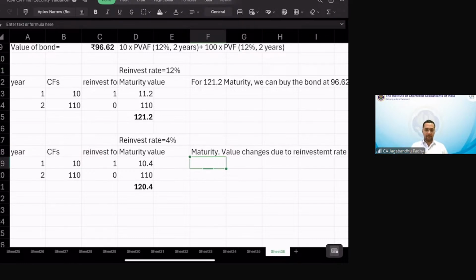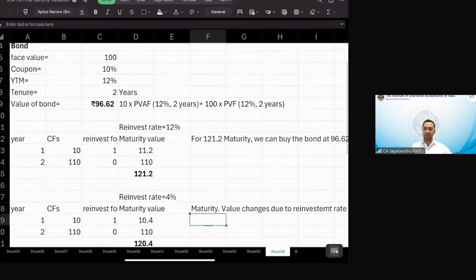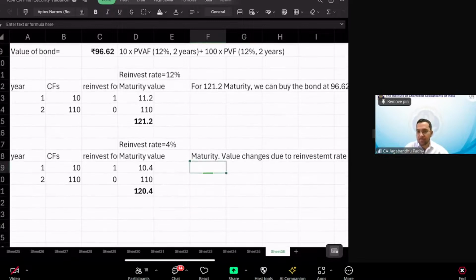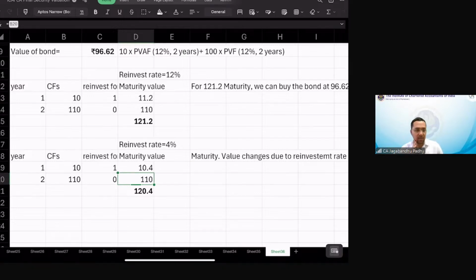Okay. So keeping a view in mind that, sir, I want some amount after 2 years. This doesn't affect the main bond value. No, the main bond value will remain 110 itself. That is not going to change. The bond value will remain 110. That is not going to change because that is not reinvested at all.